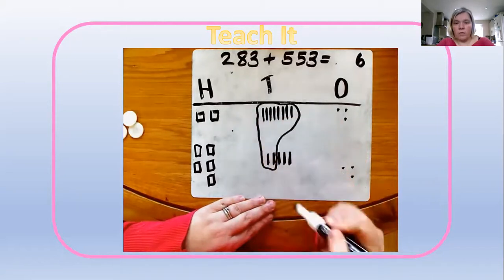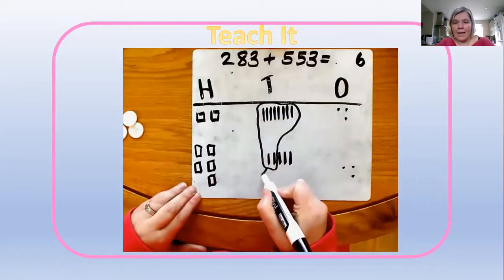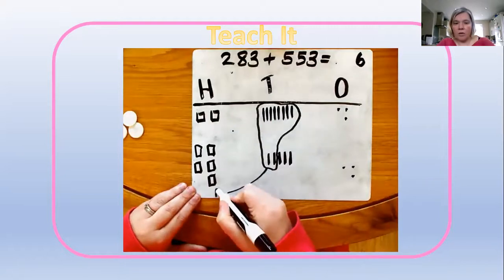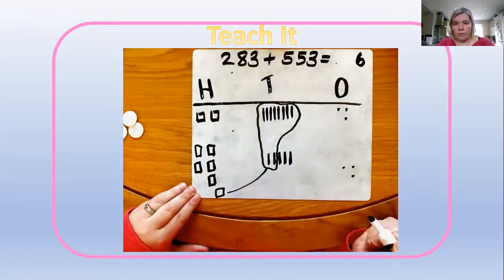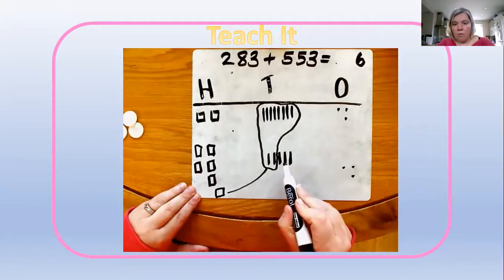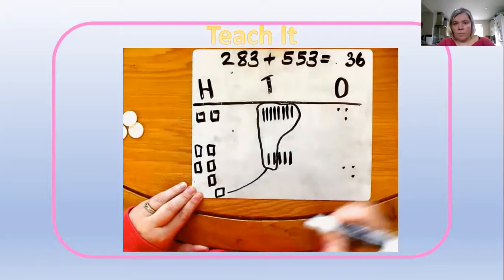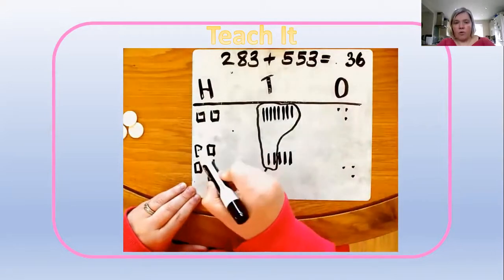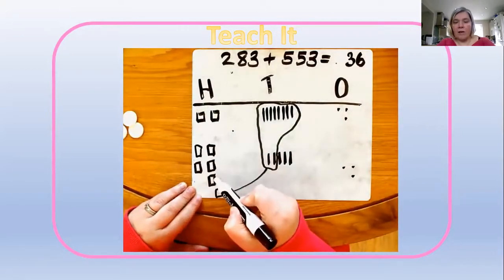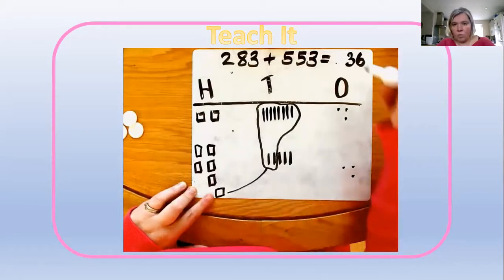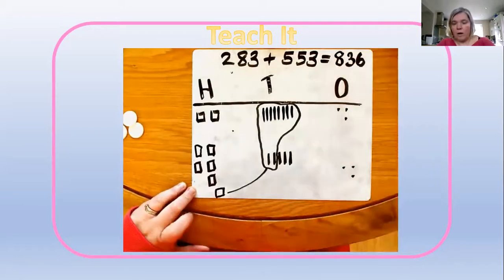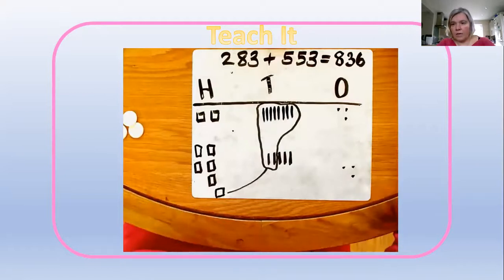So I draw my circle around my 10s. 10 tens, I'm exchanging for another 100. So now I count my tens. And now I count my hundreds, 3, 4, 5, 6, 7, but I need to remember that extra 100. So my answer is 836. That is where you're going to leave it for today. We're only going to do the concrete and pictorial today.